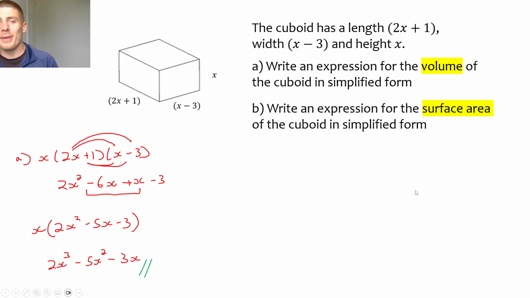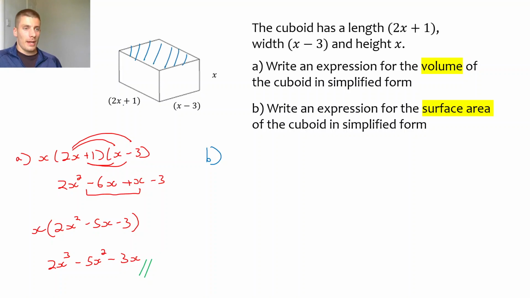Okay, so now on to part B, which this time says write an expression for the surface area of the cuboid in its simplest form. So it's just really knowing what surface area is again. Surface area, sorry, is the area of every single face.